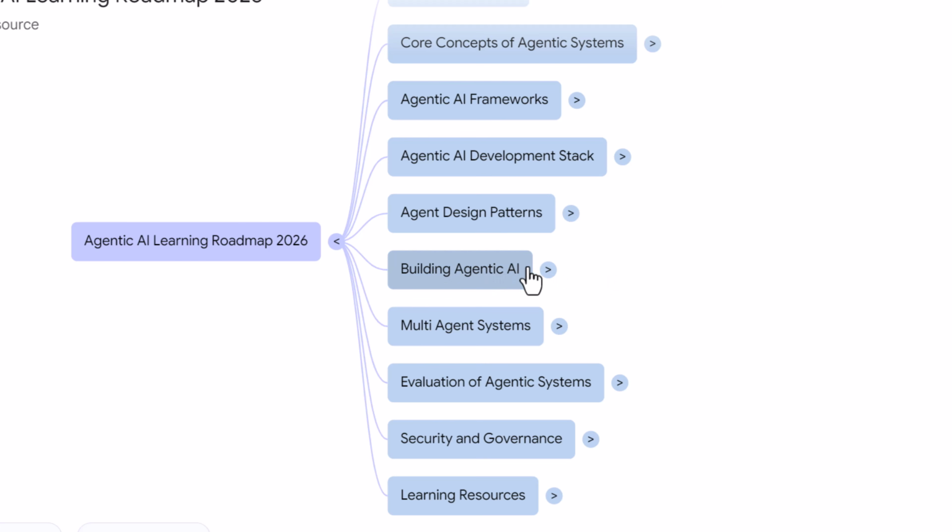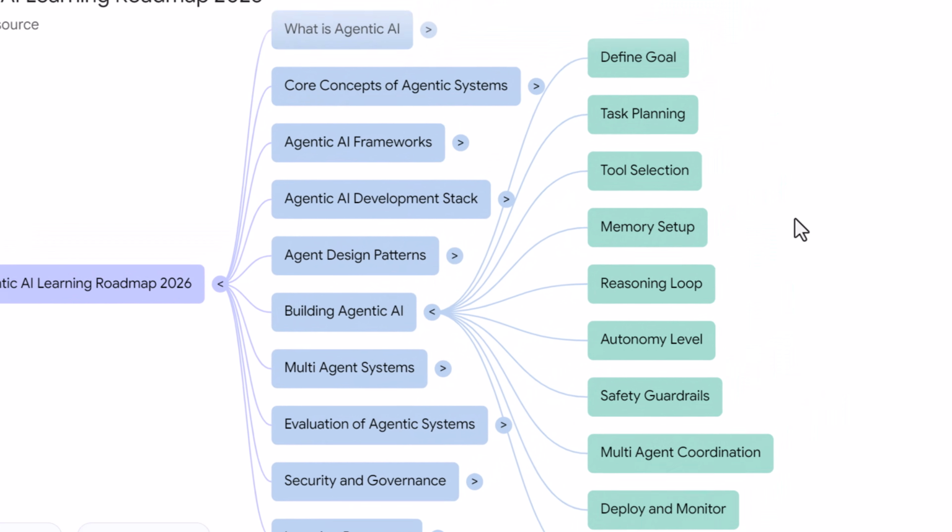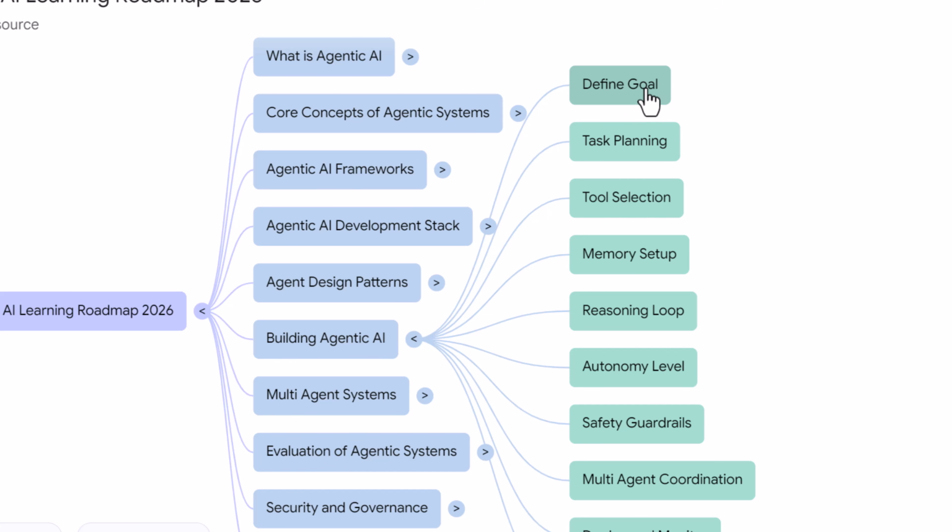Now let's look at how to build Agentic AI step by step. First, define the goal clearly. Then perform task planning by breaking the goal into smaller actions. Next, choose the tools and APIs the agent will use. Then configure memory systems to store important information. Set up the reasoning loop such as ReAct or reflection.